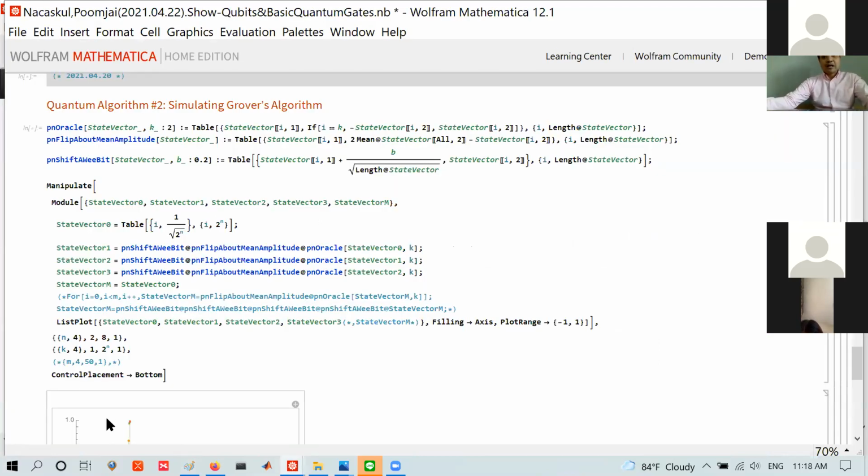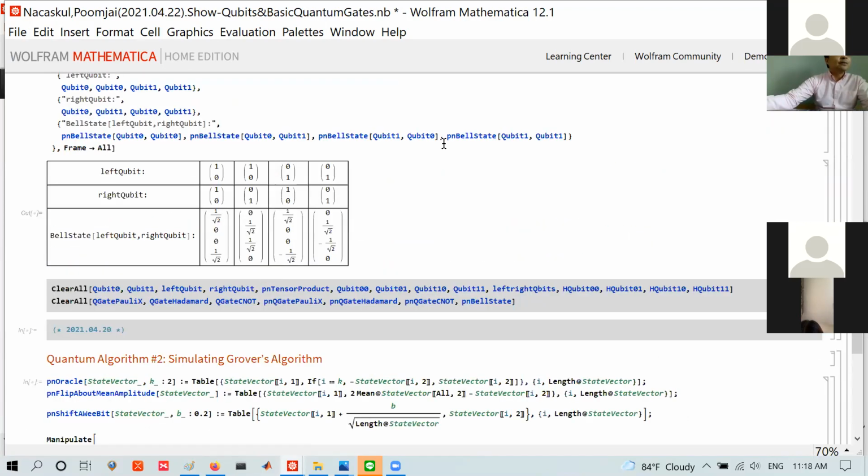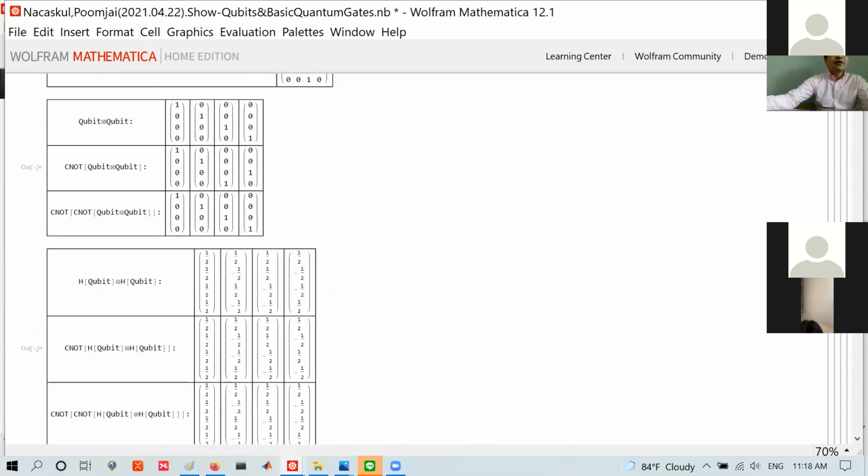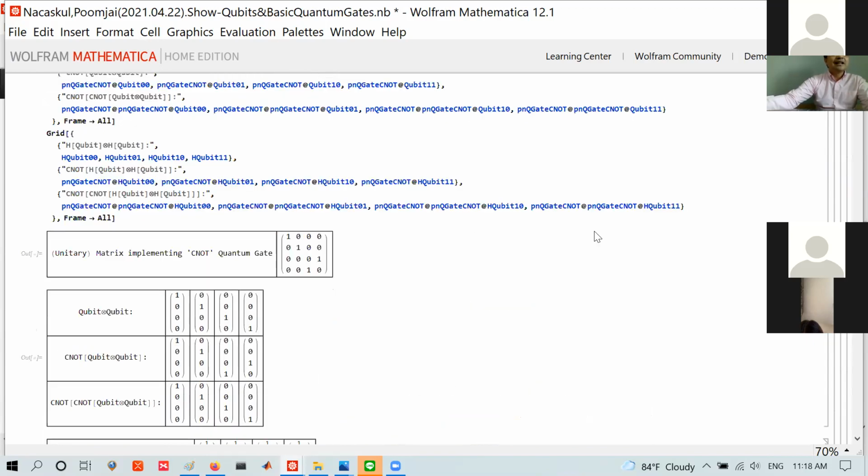Now, what I should like to do is, hold on, let me see what else. This is quantum computing. By the way, have you ever heard of quantum computing? Anybody?